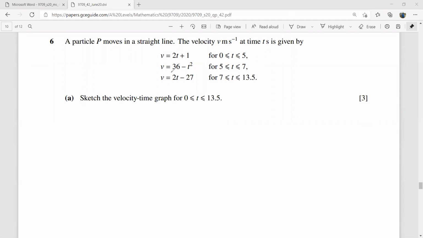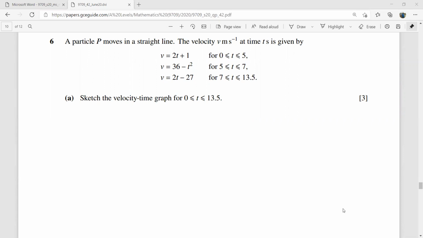The very first question of this paper was from kinematics 1, where you have uniform acceleration or deceleration, and this is called kinematics 2, where you apply calculus to find the unknowns over here. So it says sketch the velocity time graph from 0 to 13.5.